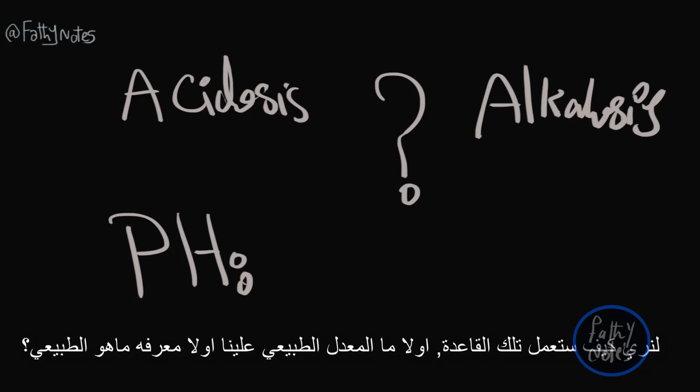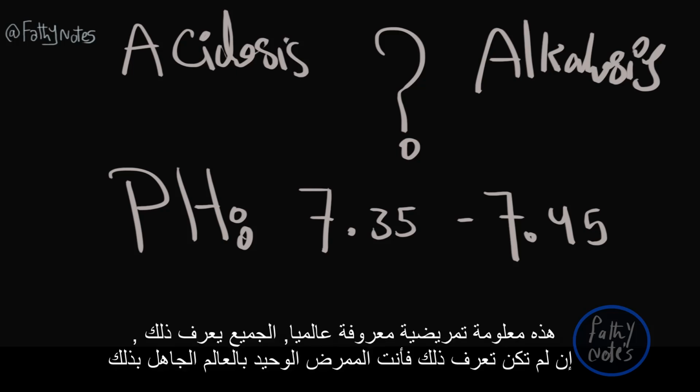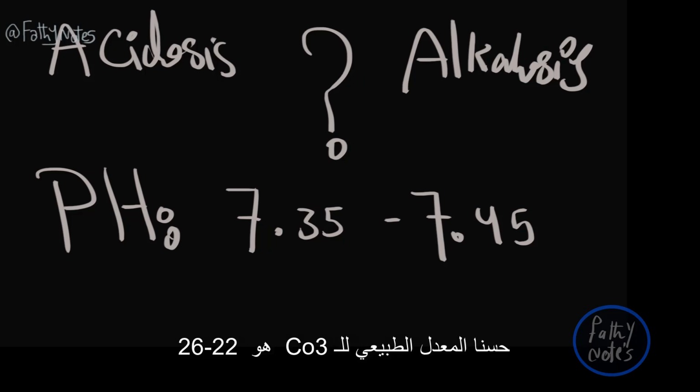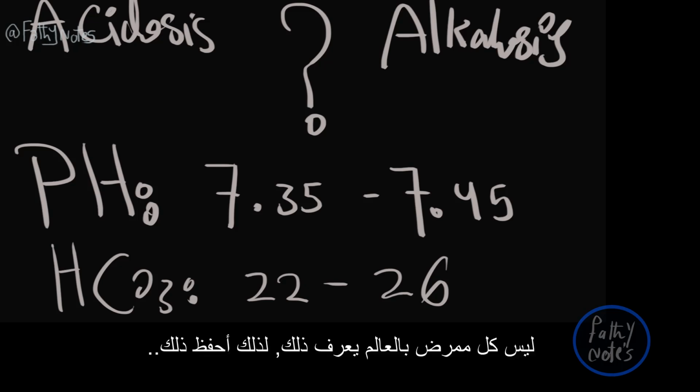Well, first we have to know the normals. What's the normal pH? 7.35, 7.45. That is a piece of universal nursing knowledge. Everyone knows that. If you do not know that, you're the only nurse in the universe that doesn't know it. No, I'm serious. Okay, the normal bicarb is 22 to 26. Not every nurse knows that, so learn that.